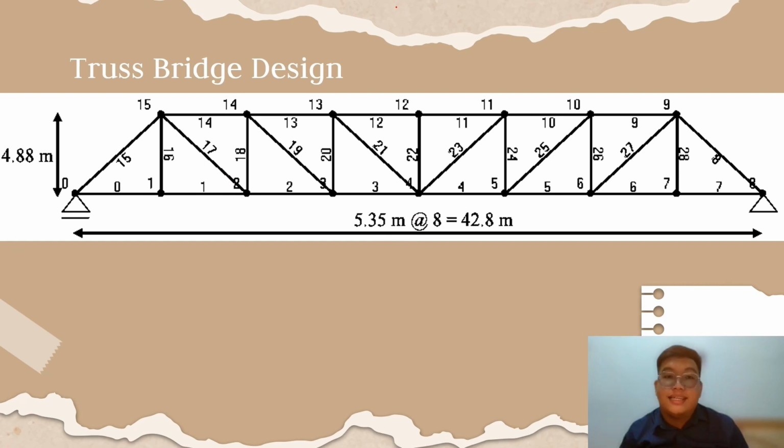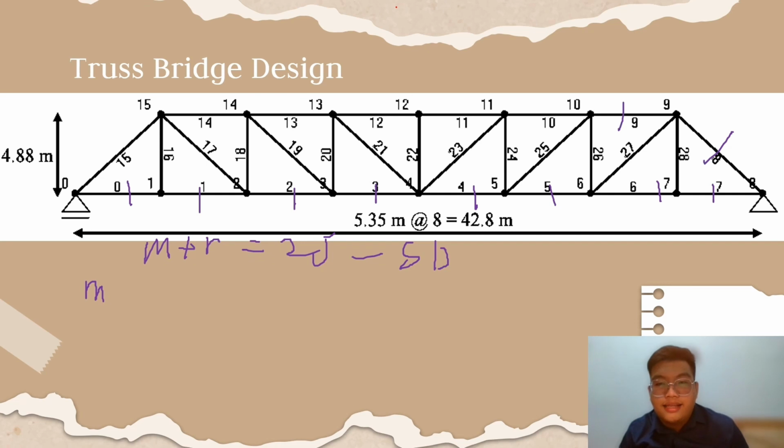Now we want to calculate the determinacy of this truss. The formula is M plus R equals 2J, which indicates a statically determinate truss. So we calculate the number of members M first. Counting 1, 2, 3, up to 29, the number of members is 29.